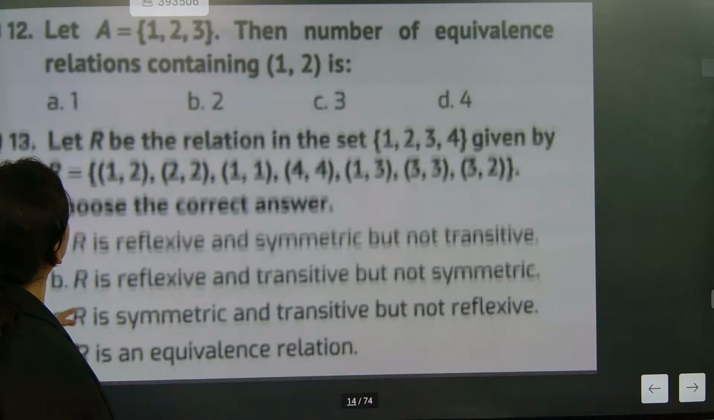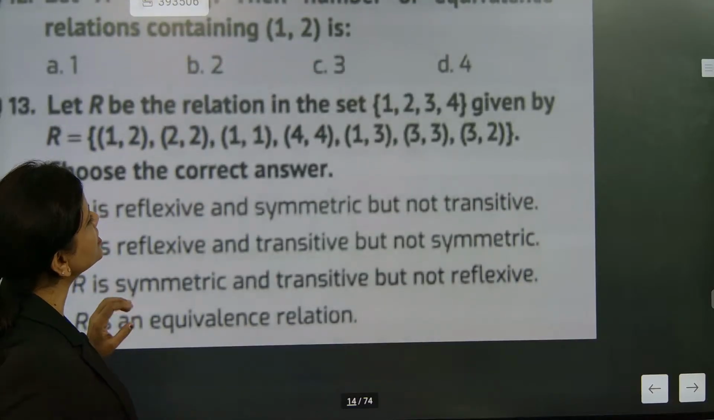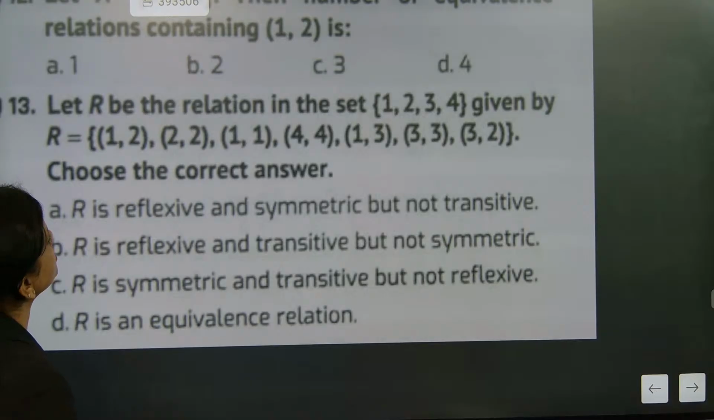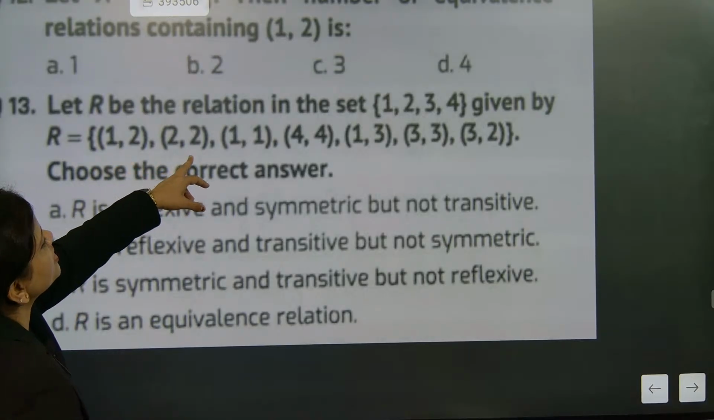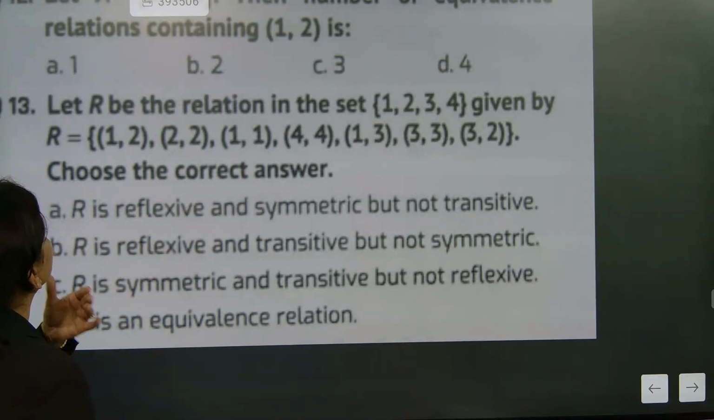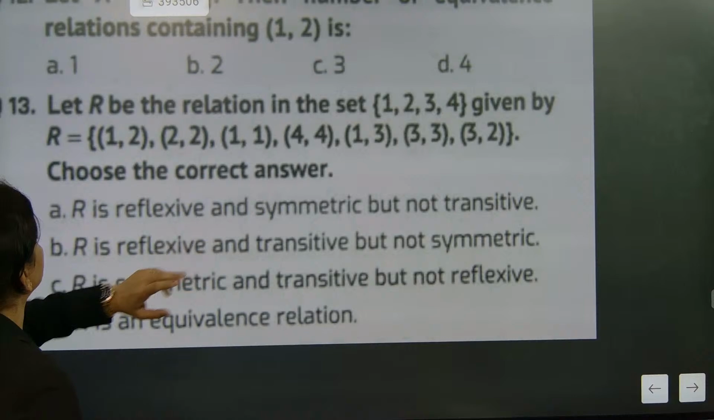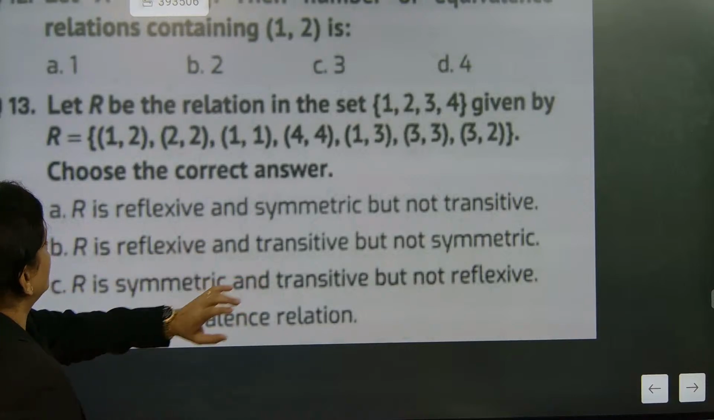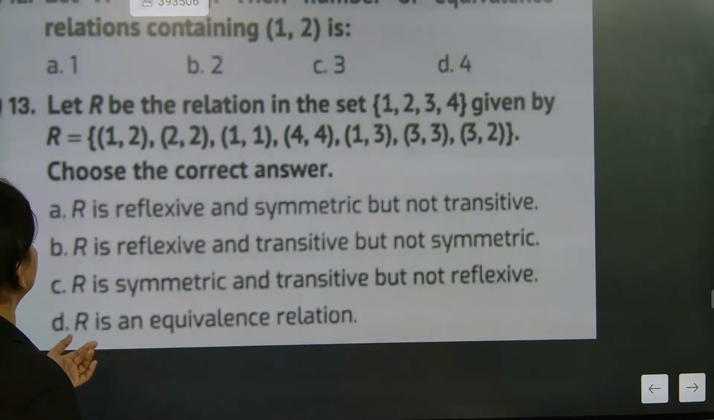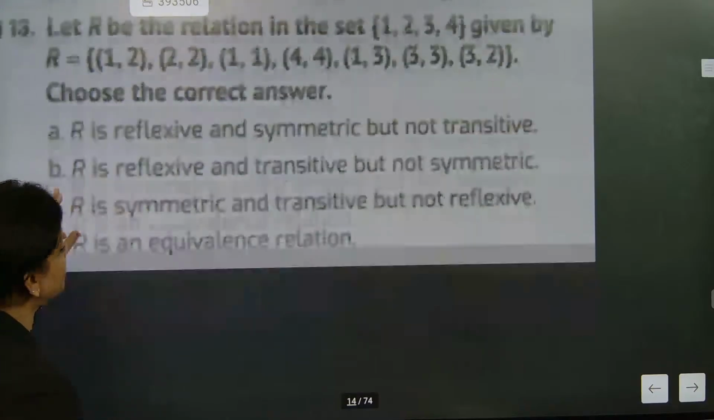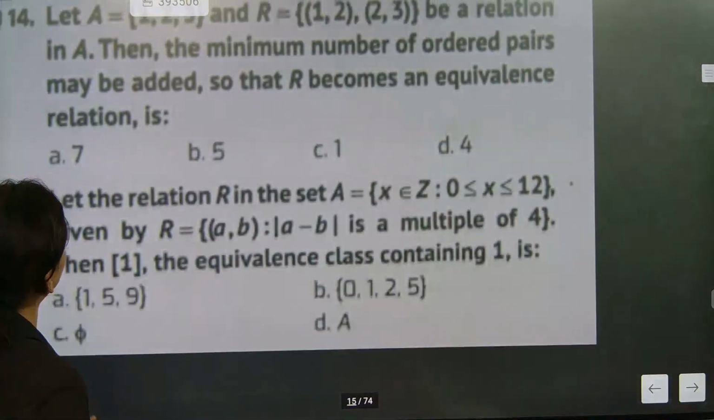Got it? Now we will go for R is a relation in the set {1, 2, 3, 4} given by this. It is reflexive and symmetric but not transitive. Is it reflexive first? Yes. 1, 1 is given, 2, 2 is given, 3, 3 is given, 4, 4 is given, so it is reflexive. Is it going to be symmetric? 1, 2 is there, but 2, 1 is not there. So it is not symmetric. It is transitive. Understood? And it is not an equivalence relation. So the option is reflexive and transitive, but not symmetric. We'll go for the next question. Come on, go for it.